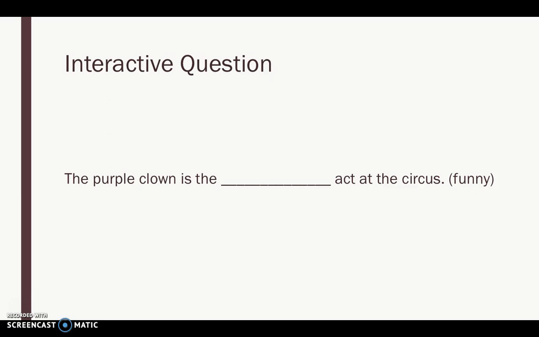What about this one? The purple clown is the blank act at the circus. Well, the adjective we want to use is funny. Funny is 2 syllables, and it ends in y. What do we need to do? We need to drop the y and add iest. So the purple clown is the funniest act at the circus. Out of all the acts, there's more than 2. He is the funniest.